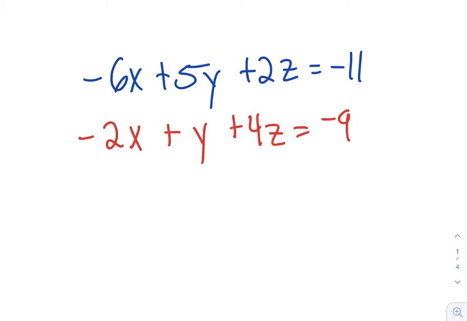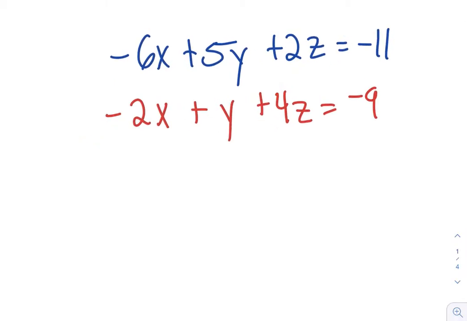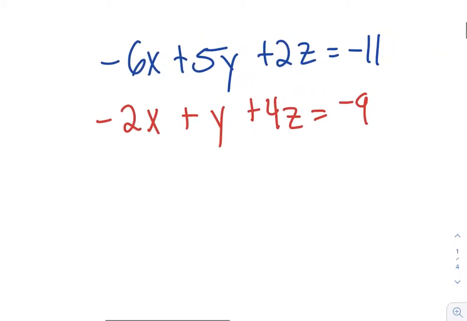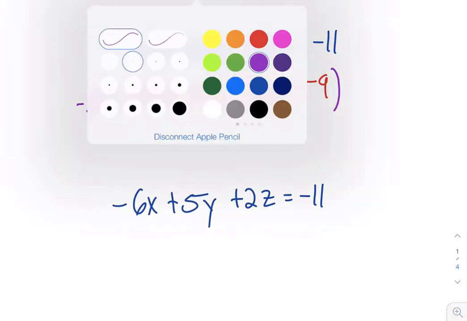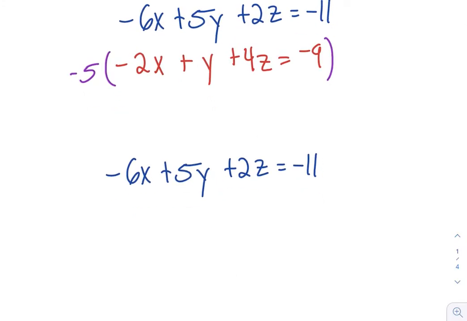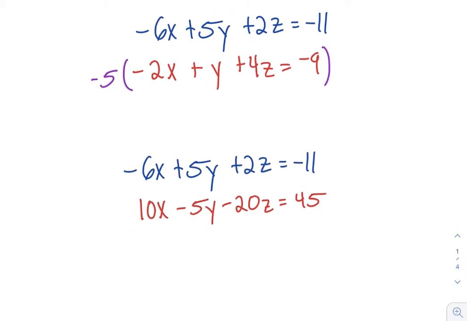Now I'm going to have to eliminate the same variable twice. So here I'm going to eliminate y. I'm going to have to multiply this bottom equation by -5 to get the y's to be opposites of each other. I don't need to multiply the top equation by anything, and that's perfectly fine. So I can go ahead and copy this one to use again, but then the red one, I'll write it in, having multiplied it by -5. -2 times -5 is 10x. -5 times y is -5y. -5 times 4z is -20z, and -5 times -9 is 45.